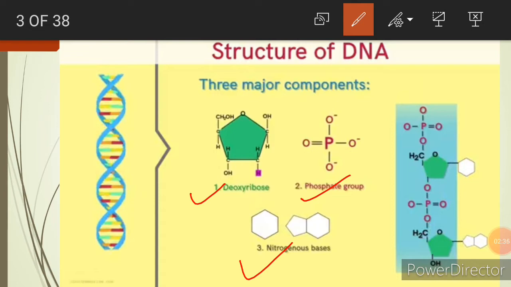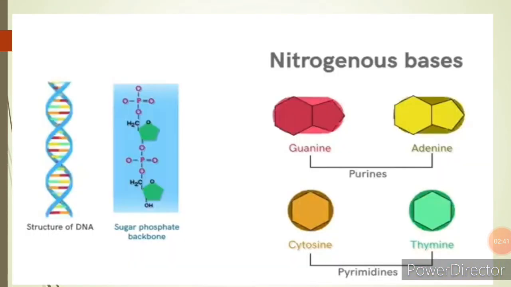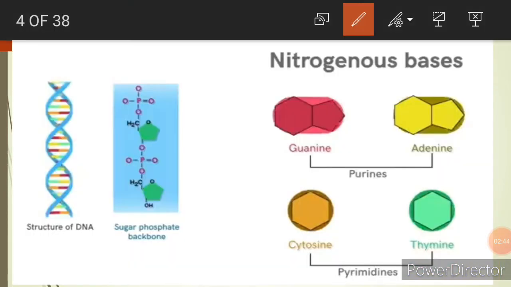These are the four different molecules that bind in pairs: guanine, adenine, cytosine and thymine. Two of them are called purine bases, whereas the other two are called pyrimidine bases. So guanine and adenine are purine bases, and cytosine and thymine are pyrimidine bases.